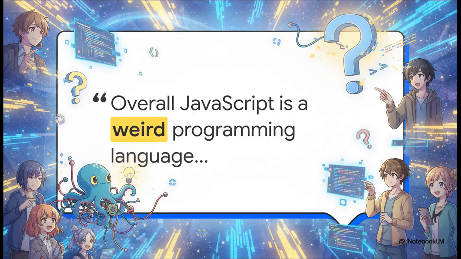So right off the bat, we actually have to acknowledge a direct quote from our source material. It says, "Overall JavaScript is a bit of a weird programming language. There's a lot of kind of weird things that go on." And honestly, they hit the nail on the head. We are going to enthusiastically embrace this weirdness today. JS has these fascinating little quirks and gotchas that literally trip up even veteran programmers. But by the end of this explainer, you're going to know exactly how to navigate them.